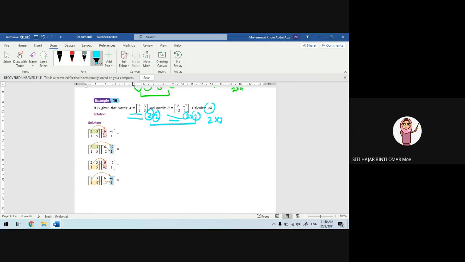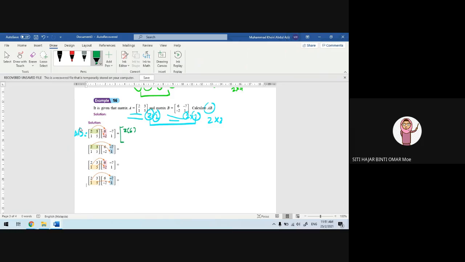Okay, here. So how to multiply? You write down A, B equal to, this one is A, this one is B. Okay, so how you write your answer is, first take a look at the red arrow. 2 and 6, we multiply 2 and 6.